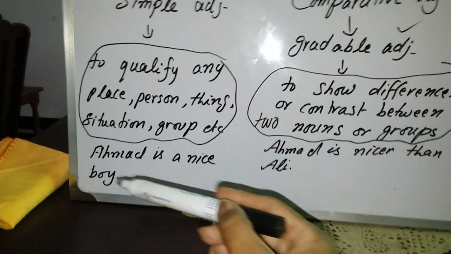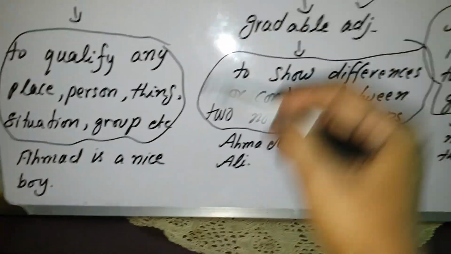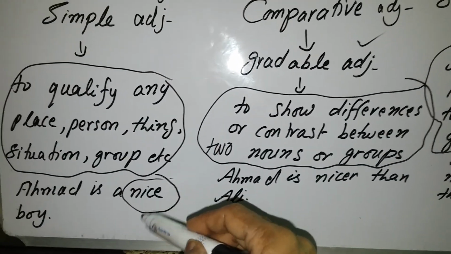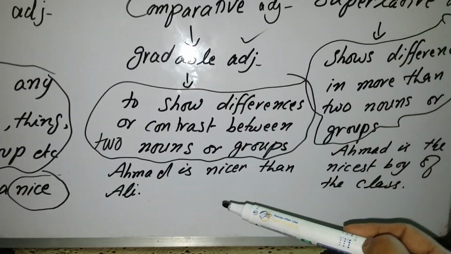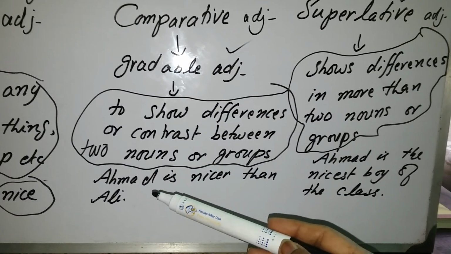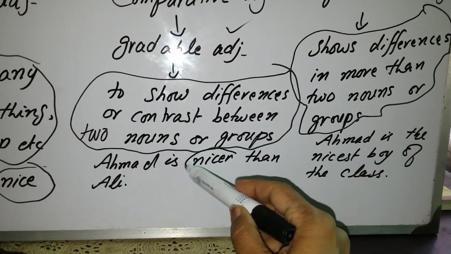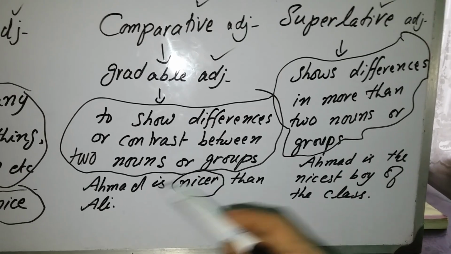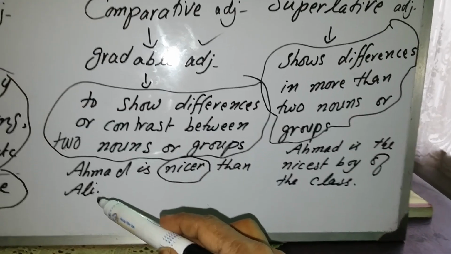Now there are examples. For example, if we say Ahmad is a nice boy. Now in this example we have used the simple degree of adjective, that is nice. This is also called first degree, describing the quality of a person, that is Ahmad. In the second example, another sentence, Ahmad is nicer than Ali. Now we have used the second degree or comparative or gradable adjective to show the difference, the contrast between Ahmad and Ali, that Ahmad is nicer than Ali.